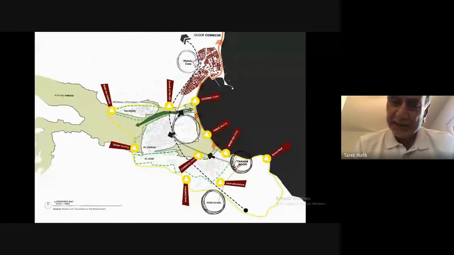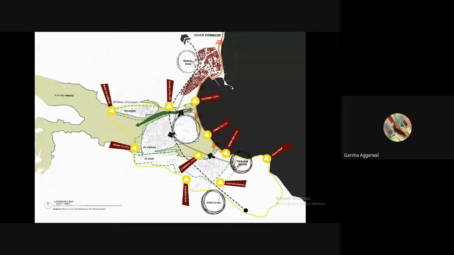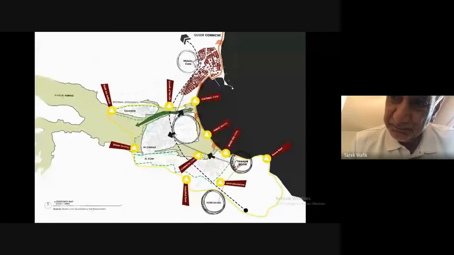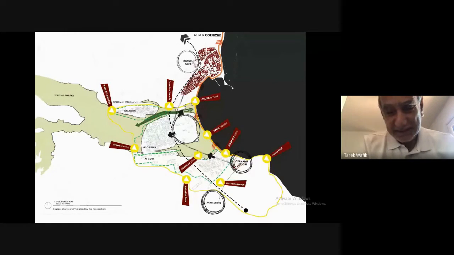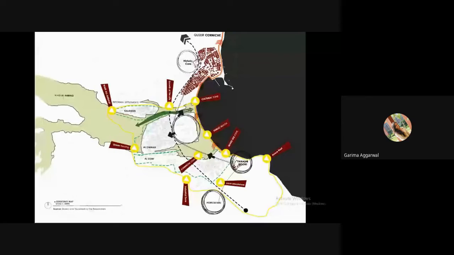The frequency is about once in 10 years. The approximate maximum rainfall that the area receives is about 7 millimeters, and a flash flood occurs when it reaches beyond 50 mm. So the risk of flash flood is not that high, and it could be mitigated.